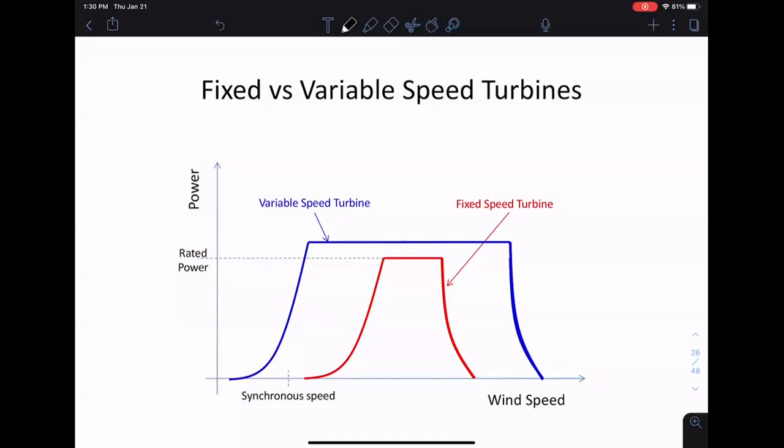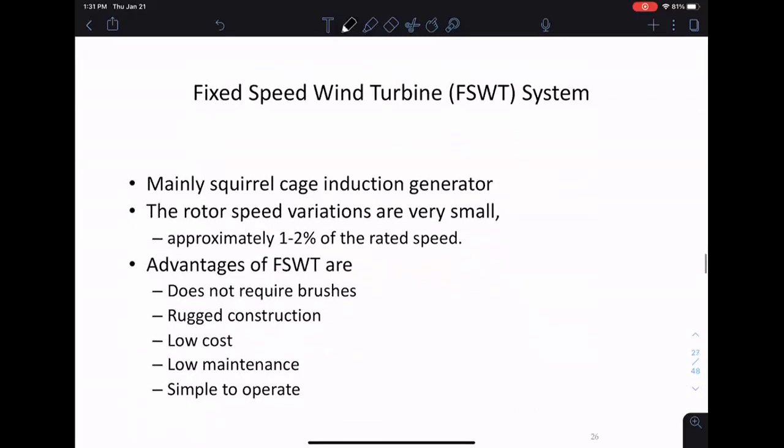If you look at the fixed speed and variable speed turbines, making a fixed speed turbine is really easy, actually. A fixed speed turbine is basically an induction machine. It's an induction motor run backwards. These are very cheap and very robust. The main drawback is you have to operate within 1 or 2% of the rated speed.